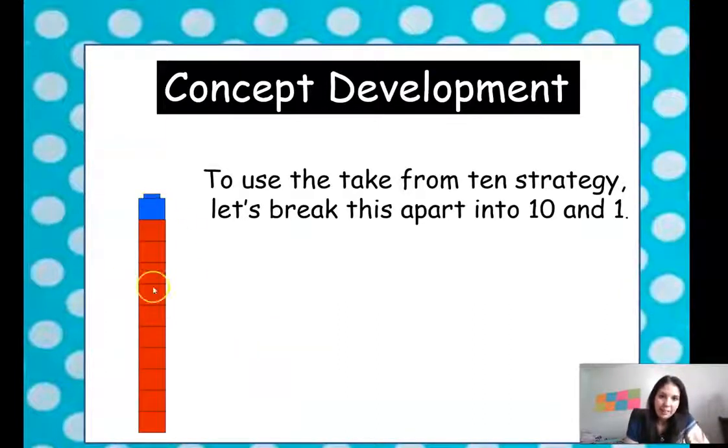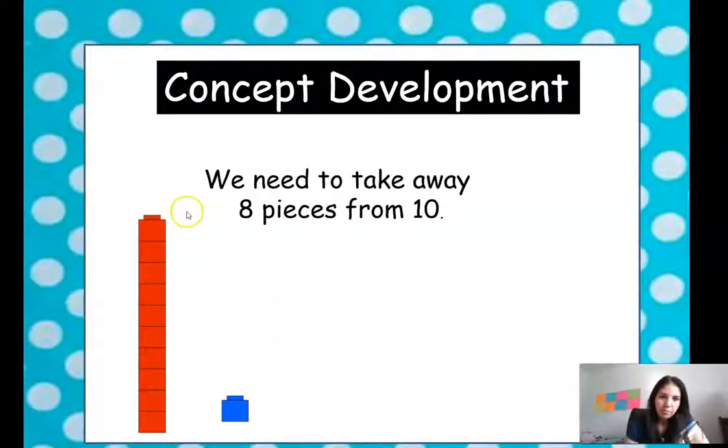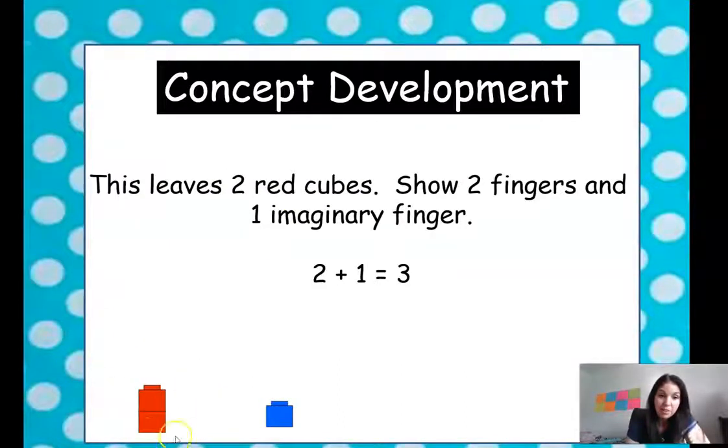Now we're going to look at 11. We have a group of 10, and then 1 more for 11. And we want to take 8 from 10. So if we take 8 from 10, we're left with 2, and then we add 2 plus 1 more equals 3. 2 plus 1 equals 3.